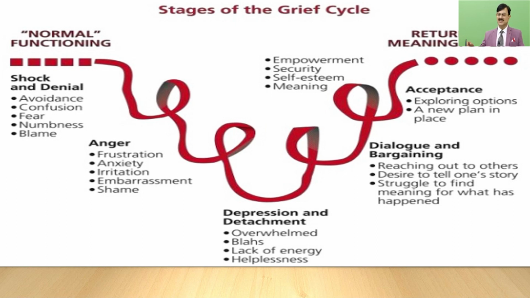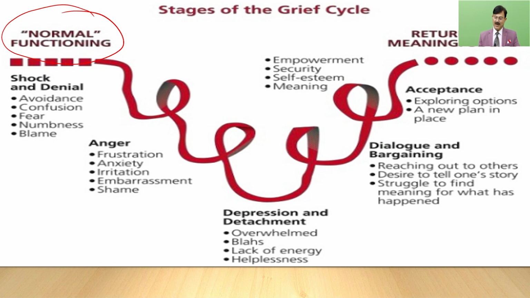Now, stages of the grief cycle. In case of normal functioning, there may be shock and denial, avoidance, confusion, fear, numbness, blame. There may be anger, frustration, anxiety, irritation, embarrassment and shame. There may be depression and detachment, overwhelmed, blase, lack of energy as well as helplessness. Then there may be empowerment, security, self-esteem and meaning, which could be questioned.